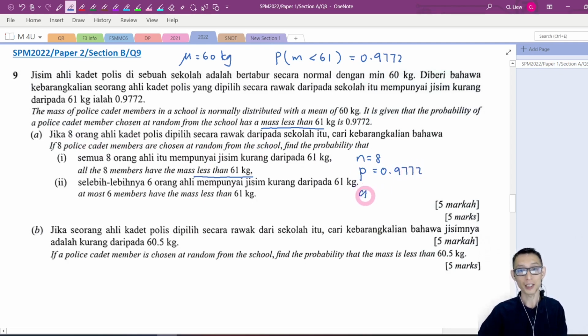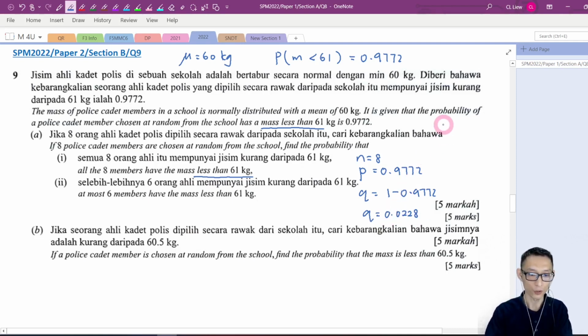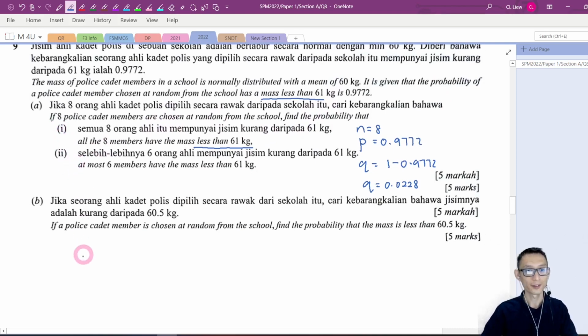So P is equal to 0.9772. And can we get the Q? Yes, right? P plus Q is equal to 1. So Q is equal to 1 minus 0.9772. Okay, let me double check. 1 minus 0.9772. Okay, correct.